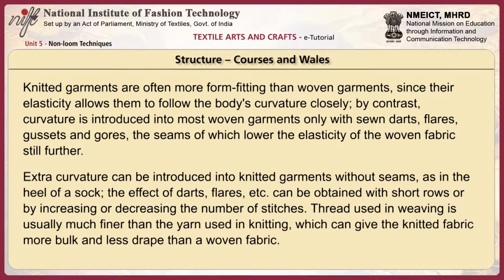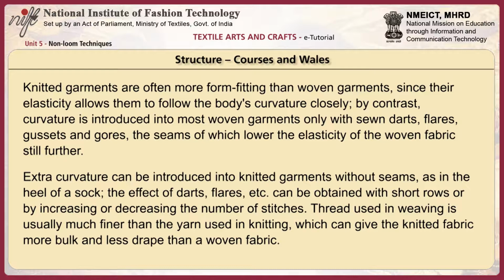Knitted garments are often more form-fitting than woven garments since their elasticity allows them to follow the body's curvature closely. By contrast, curvature is introduced into most woven garments only with sewn darts, flares, gussets, and gores, the seams of which lower the elasticity of the woven fabric still further. Extra curvature can be introduced into knitted garments without seams, as in the heel of a sock. The effect of darts, flares, etc. can be obtained with short rows or by increasing or decreasing the number of stitches.